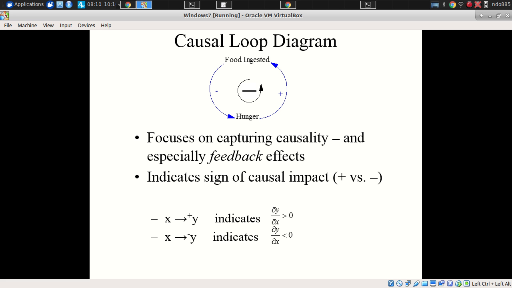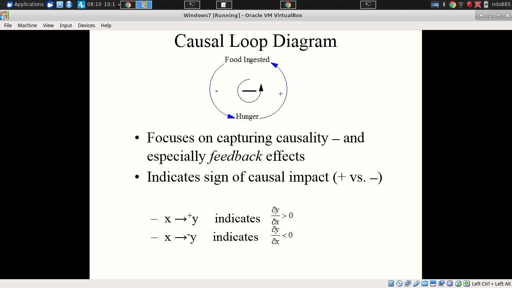Okay, now let's think about a negative polarity. If we have an arrow from B to C, food ingested to hunger, and the source goes up, food ingested goes up, it'll tend to mean that hunger will go down compared to the value it otherwise would have had, all other things being equal. It'll change in the opposite direction. If food ingested goes down, hunger will tend to go up. Okay? Does that make sense?